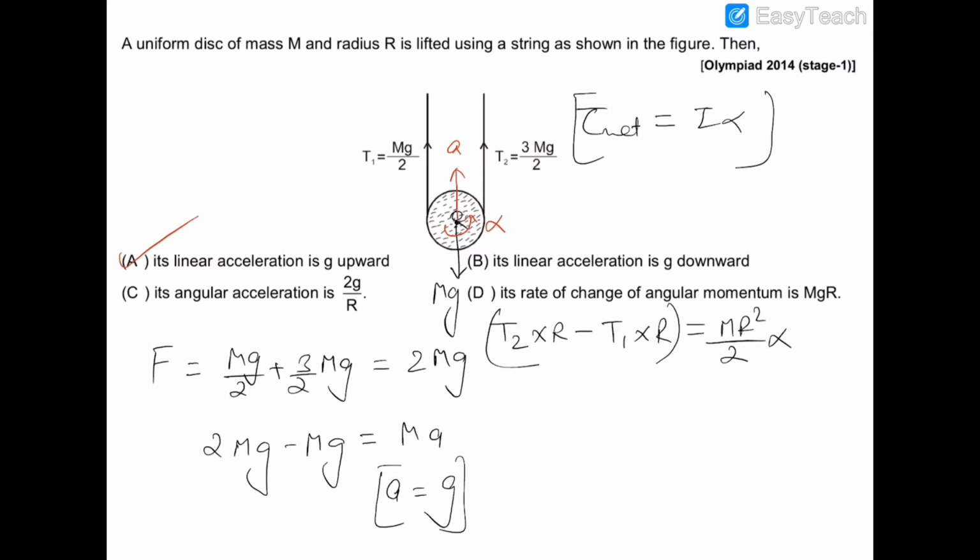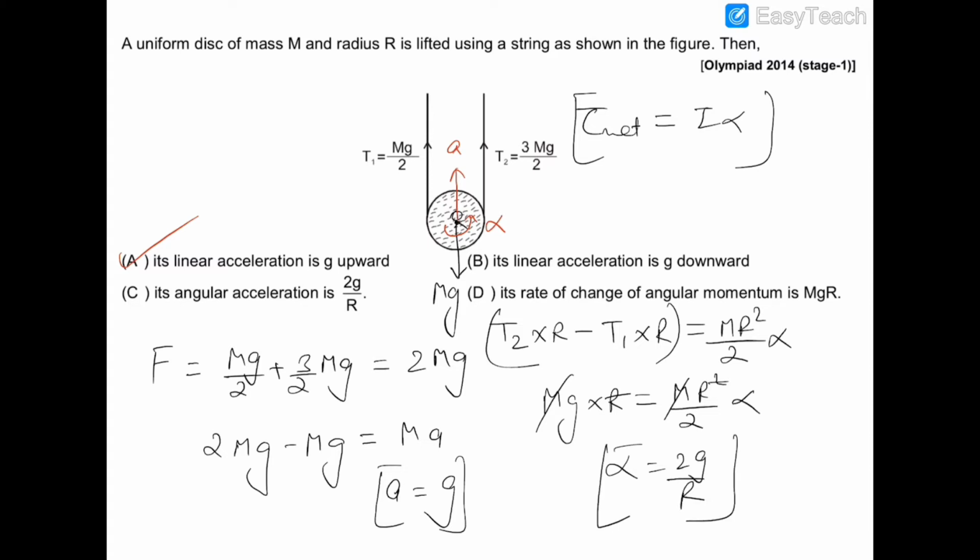So T2 minus T1 is equal to mg, and this is multiplied with R, and this is mr square by 2, and this is alpha. So cancelling m with m, r with r, alpha is equal to 2g by r. So option number C is also the correct one.